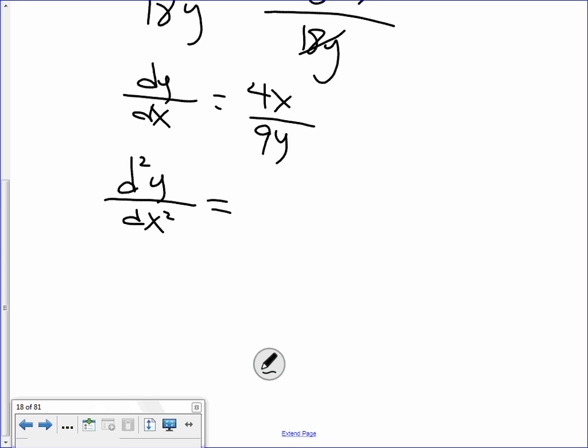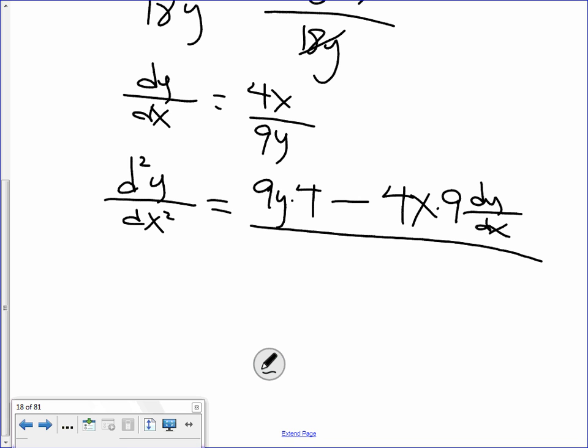Quotient rule. So we start low, d high, minus high d low. High is 4x. What's d low? 9 dy dx. You don't want to forget that dy dx. Every time you take the derivative of y, you're going to have a dy dx. Go all over the denominator squared.